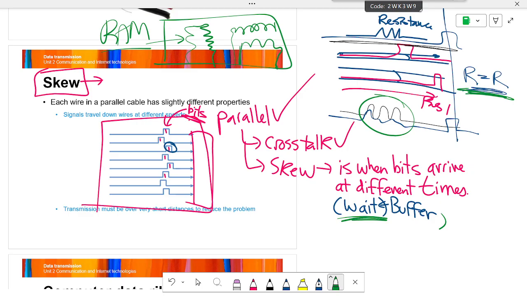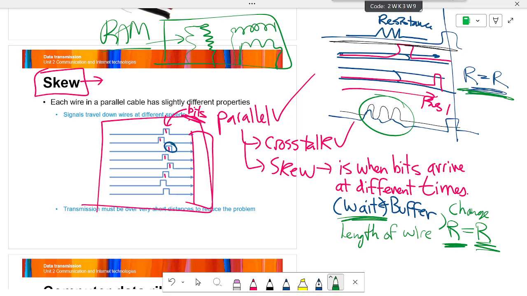time. Okay? So let's write this down. You can either wait or you can change. What can I change? The length of the wire, to get the same resistance. If the resistance is the same, they're going to arrive at the same time. So in your notes, just put two ways to fix skew. One is to wait, just to wait until all the bits arrive. The other thing is to change the wire to make the wires the same length. To make the length of the wire the same. Okay?